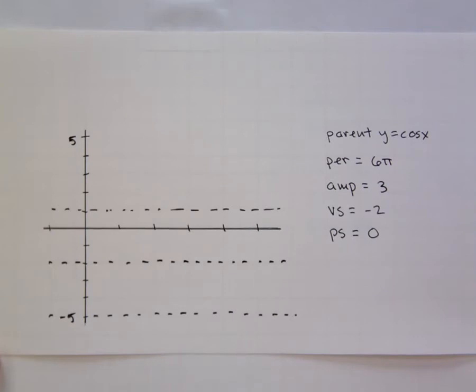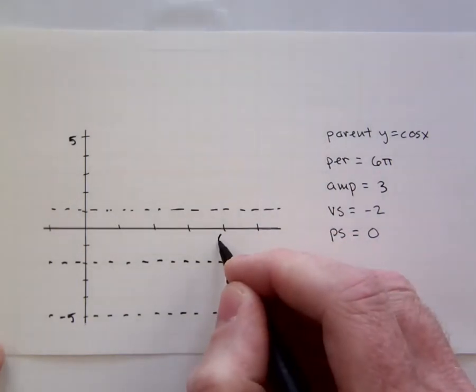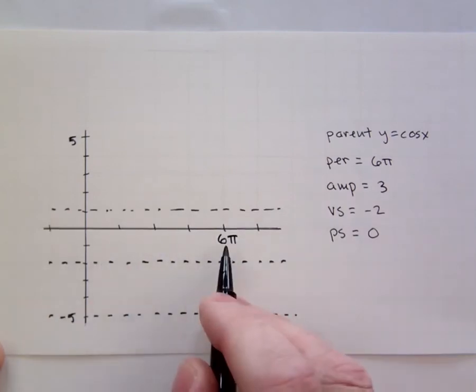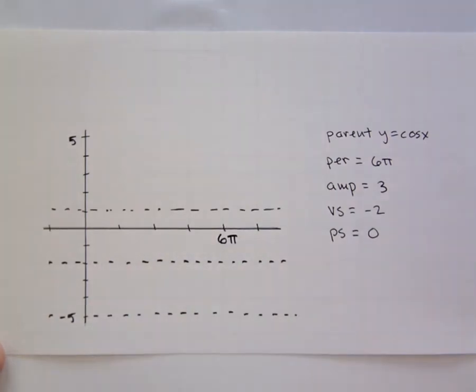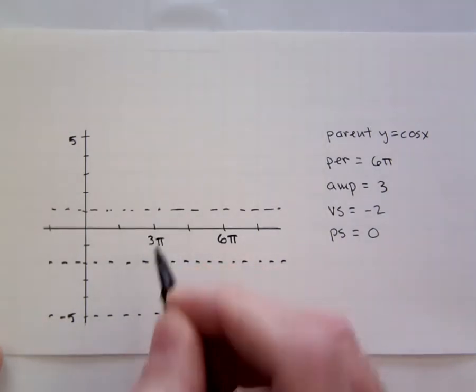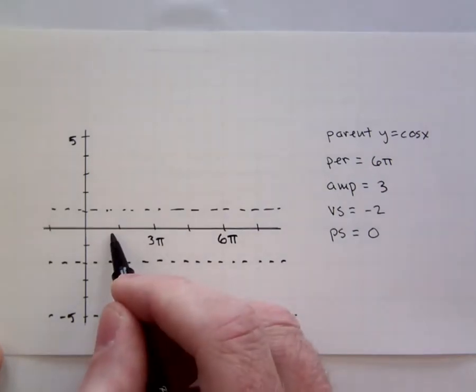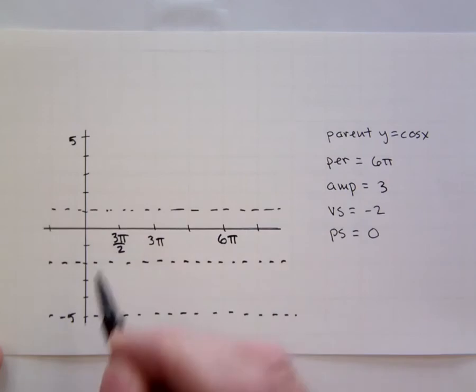The period is 6 pi, and there are a couple of ways to go with this, one of which would be to just count out by pi's until we get to 6 pi, and then to divide that in half, which would give us 3 pi, and further divide that in half, which would give us 3 pi over 2. The other alternative, which works in all of these cases, is just to mark off 4 equal subdivisions and then label the fourth one with whatever your period is. Then halfway, of course, we would have half of that, so half of 6 pi is 3 pi, and then half of 3 pi is 3 pi over 2.